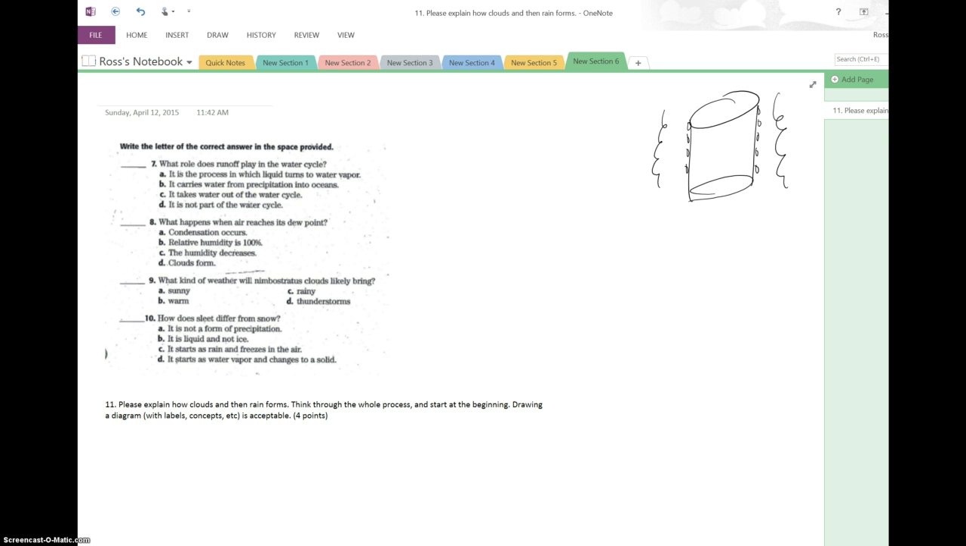Another question was number 9. What kind of weather will nimbostratus clouds bring? A lot of people said D, thunderstorms, which is close but not totally correct. The answer is C. Remember, stratus clouds are the low-lying wide clouds that bring generally just light rain all the time when they are nimbostratus clouds. When they're stormy, they bring just light rain for the entire day.